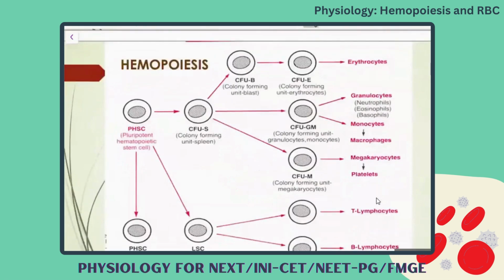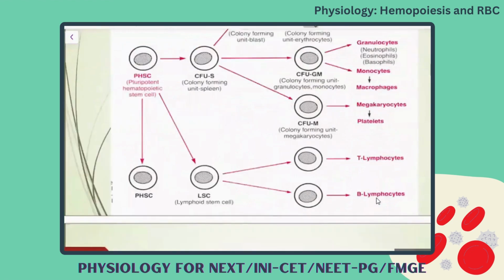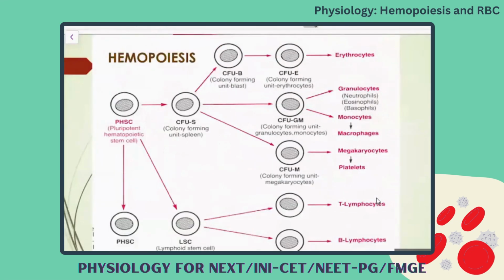And coming to the hemopoiesis. What is meant by hemopoiesis? The formation of blood cells. That is called as hemopoiesis. From the basics, we are always seeing this flow chart, but we will always forget this flow chart.